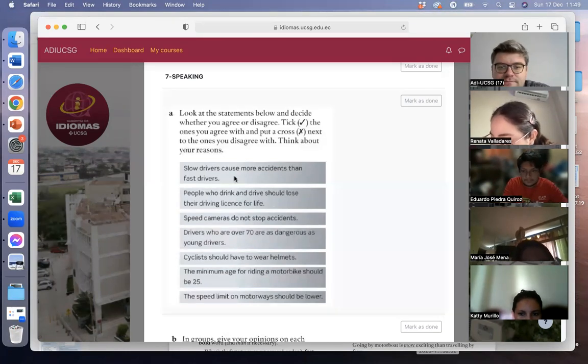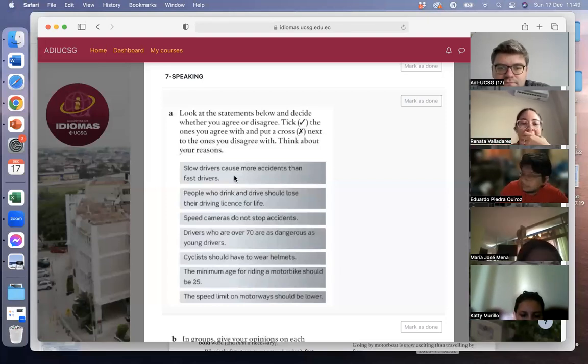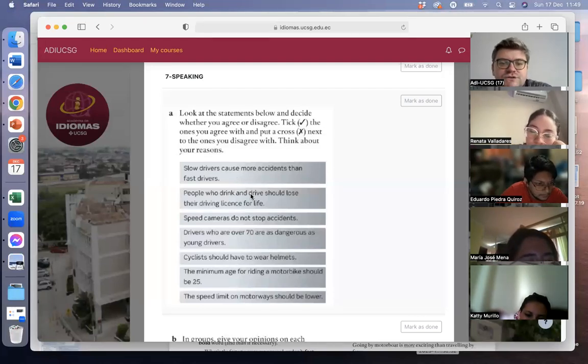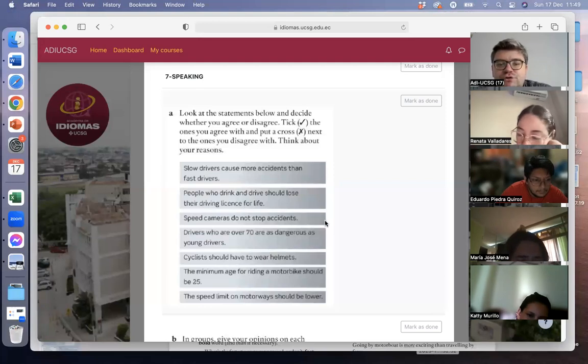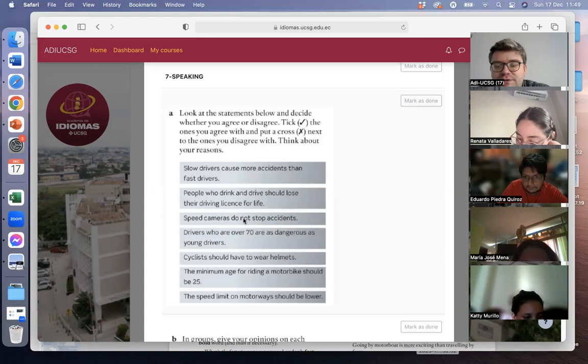Slow drivers cause more accidents than fast drivers. People who drink and drive should lose their driving license for life. Speed cameras. Just one second. People who drink and drive: this is talking about people who drink alcohol and then decide to drive when they're drunk. So the statement is that they should lose their driving license for life, meaning they should never be allowed to drive. Okay, next.